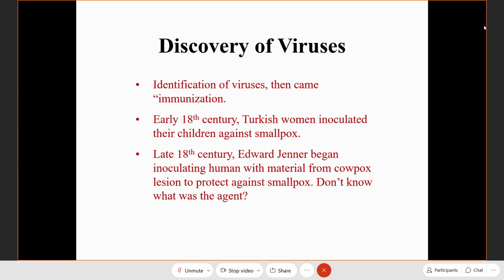You heard about the story in school time, no? Edward Jenner inoculated a human with cowpox, and because of the cowpox, the human developed lesions against cowpox. Cowpox is actually a pox virus from animals, given to humans. Then the human was protected against smallpox. And they didn't know what kind of agent it was. That was in the 18th century, more than 200 years ago.